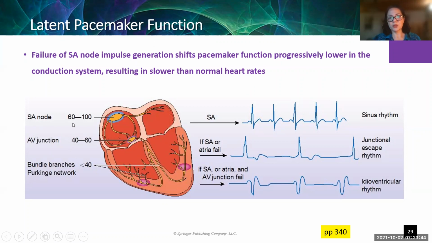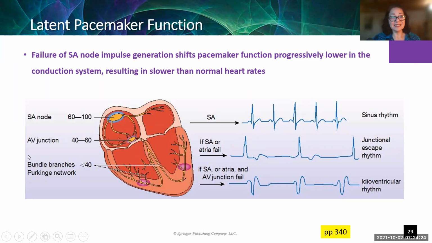So when the SA node's working right, typical heart rate is 60 to 100 beats a minute. If that's not working, the AV node's going to take over, but it's slower. It's the slower friend. So 40 to 60 beats a minute is standard when the AV node is in charge. So clearly we're going to get a weird tracing. We don't have any P waves because the atria aren't contracting, but we do still see some QRS. So the heart's still going to pump. Junctional escape rhythm, so junctional AV junction.